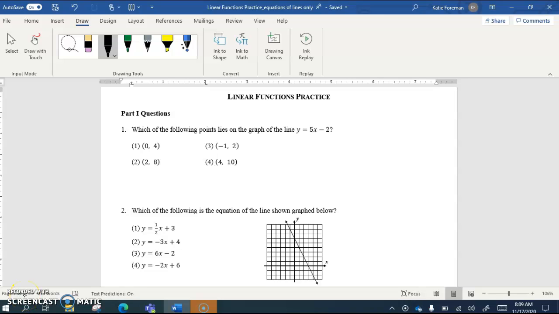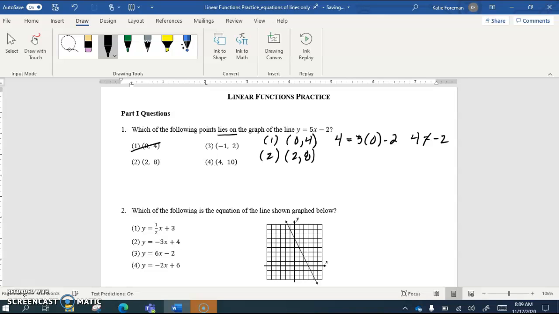All right, the linear functions practice worksheet. Which of the following points lies on the graph of the line? So for each of these, you want to plug in the given ordered pair and see if it makes a true statement. So if I plug in the point (0, 4), I'm going to replace y with 4, x with 0. I get 4 is equal to -2, not a true statement. So (0, 4) can't be on the graph of the line.